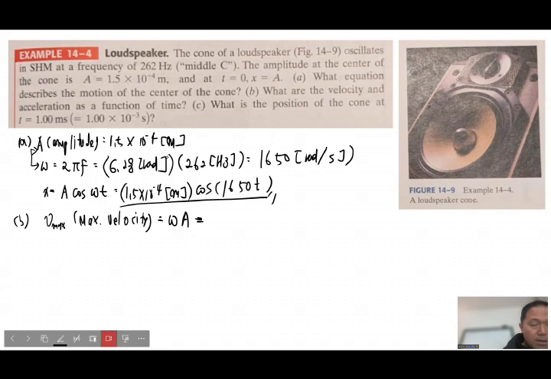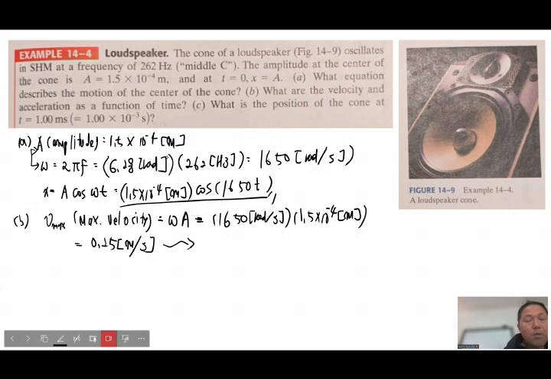So that is what? 1650 radian per second times 1.5 times 10 to the minus 4 meter. So that leads to 0.25 meter per second of velocity. Or if you plug them into the formula of velocity of simple harmonic oscillator, then velocity should be minus 0.25.